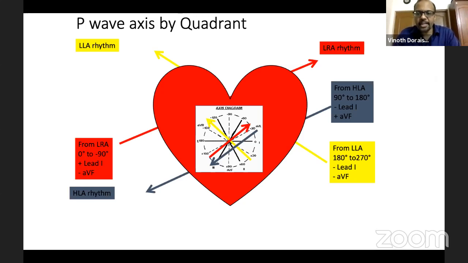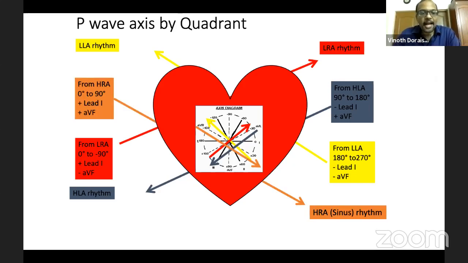The next is the high left atrial rhythm. Consider a situation with situs inversus. Normally the right atrium is on the right side and the left atrium is on the left side. In situs inversus, the right atrium will come to the left side and the left atrium to the right side. So now the sinoatrial node will be on the left side, that is, on the right atrium, which is on the left side. The atrial depolarization will go in the direction of the gray arrow, so lead AVF will be positive and lead 1 will be negative. This is a high left atrial rhythm, which you see in situs inversus. So you can diagnose situs inversus very well from the ECG.